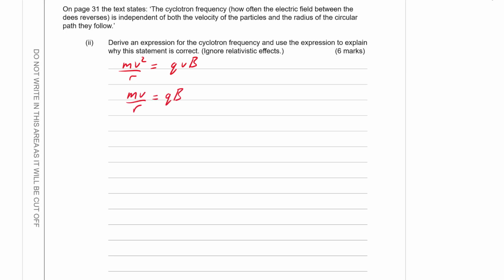And you could have done this using the formula in the data book as well. But I also know that for a circular path, the velocity of the particle is going to be 2 pi r on T. So if I now sub that in, I end up getting 2 pi r m on r T, on T r, and that's going to be equal to QB. Rearranging that to get T by itself, I end up with T is equal to 2 pi m on QB.